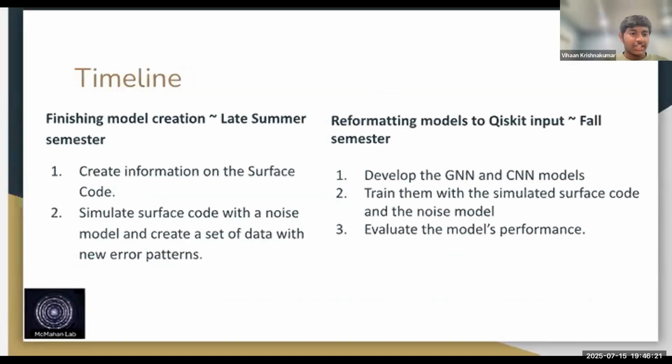So this is our timeline. We created information on the surface code and we simulated the surface code with a noise model and created a new set of data. We are also going to develop GNN and CNN models, and we trained them with simulated surface code and evaluated the models' performance.